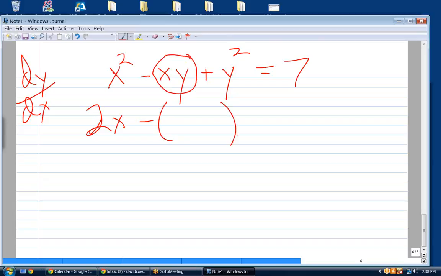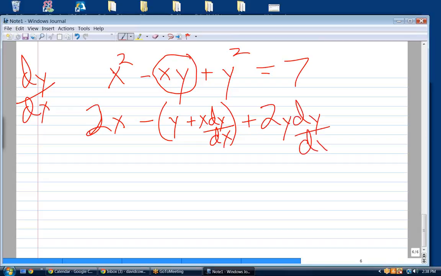So we would get y for the first one, right? As the x turns to a 1, we just get a y. And then the second term, we would get x dy/dx. And then plus 2y dy/dx, equals 0. Okay. Now what?